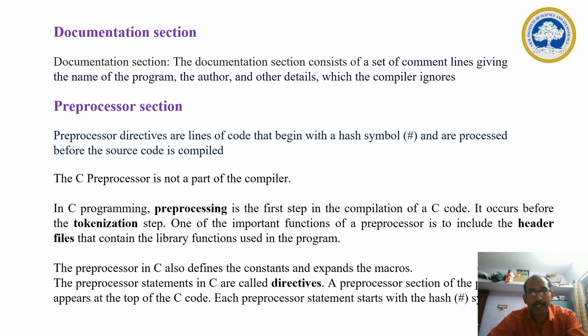Preprocessor section. The preprocessor directives, like macros, are lines of code that begin with the hash symbol. This is the symbol for the preprocessor, and they are processed before the source code is compiled. Before the code is being compiled, this has been done. The C preprocessor is not a part of the compiler. In C programming, the preprocessor is the first step of the compilation of the C code.